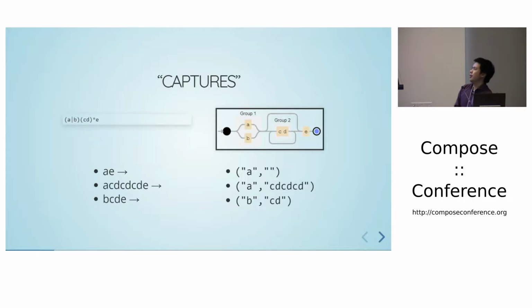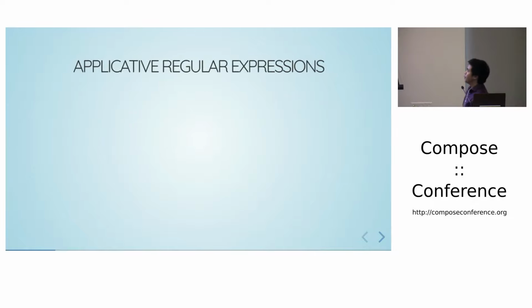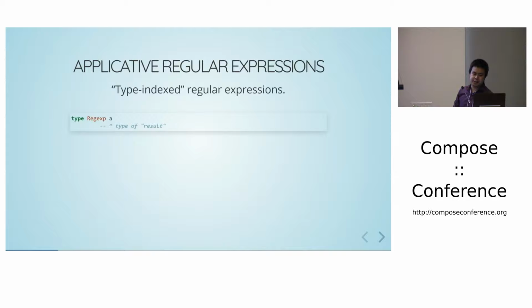So this talk is about something called applicative regular expressions. This generalizes the capture system to be indexed, to be something you can access as a type. So an applicative regular expression is a regex where the type of result is in the type of the expression. A regex string would be a matching expression where we capture a string. A regex int will be something where we capture an int.